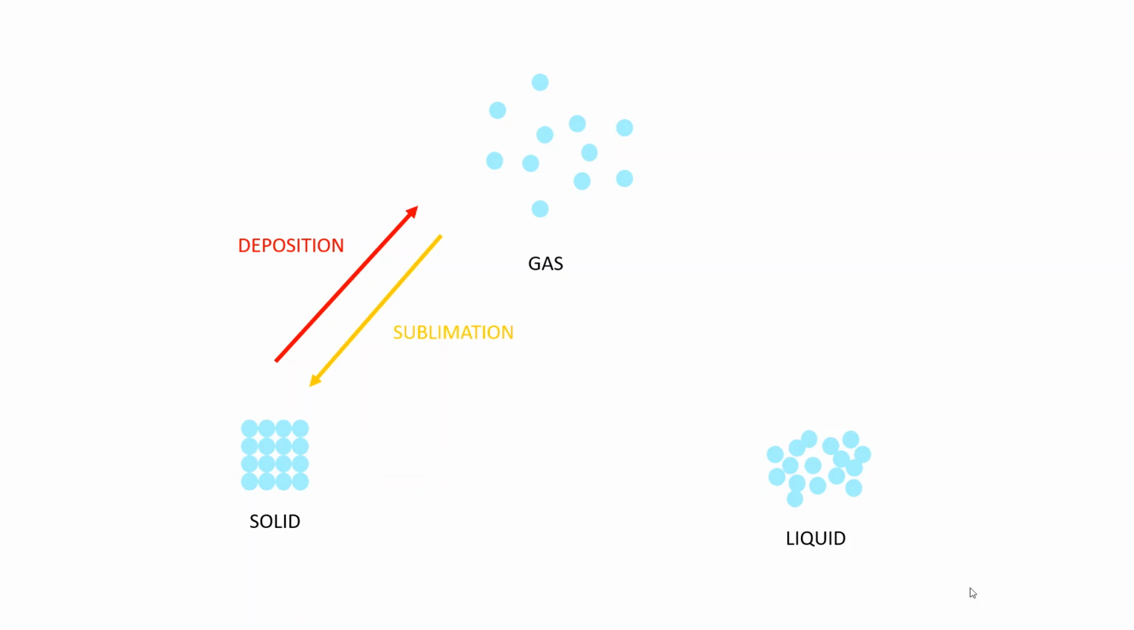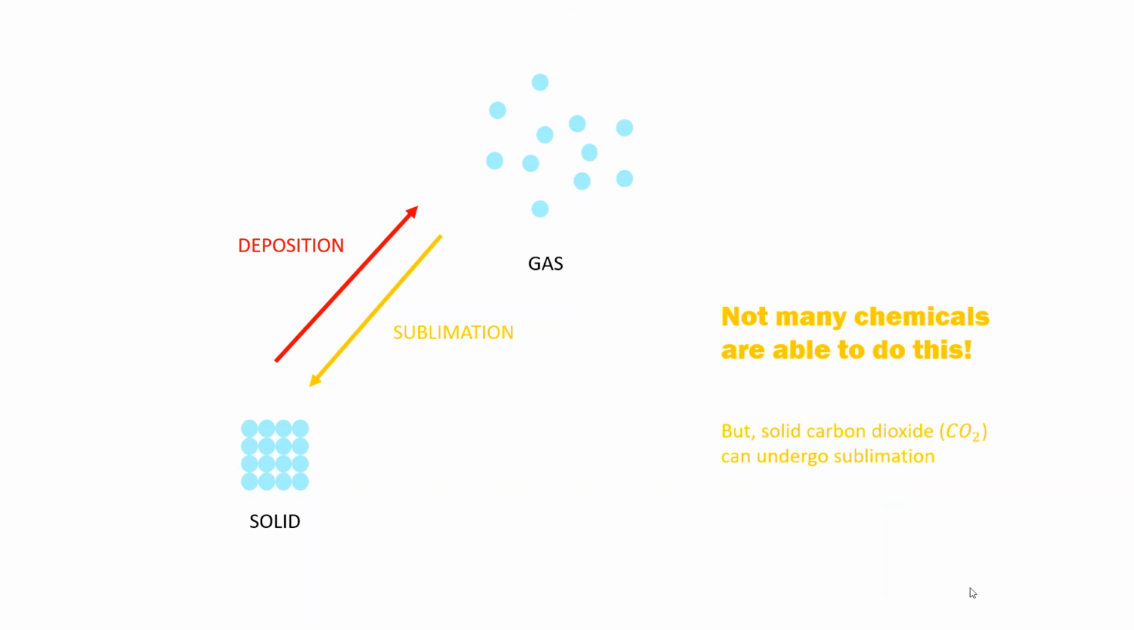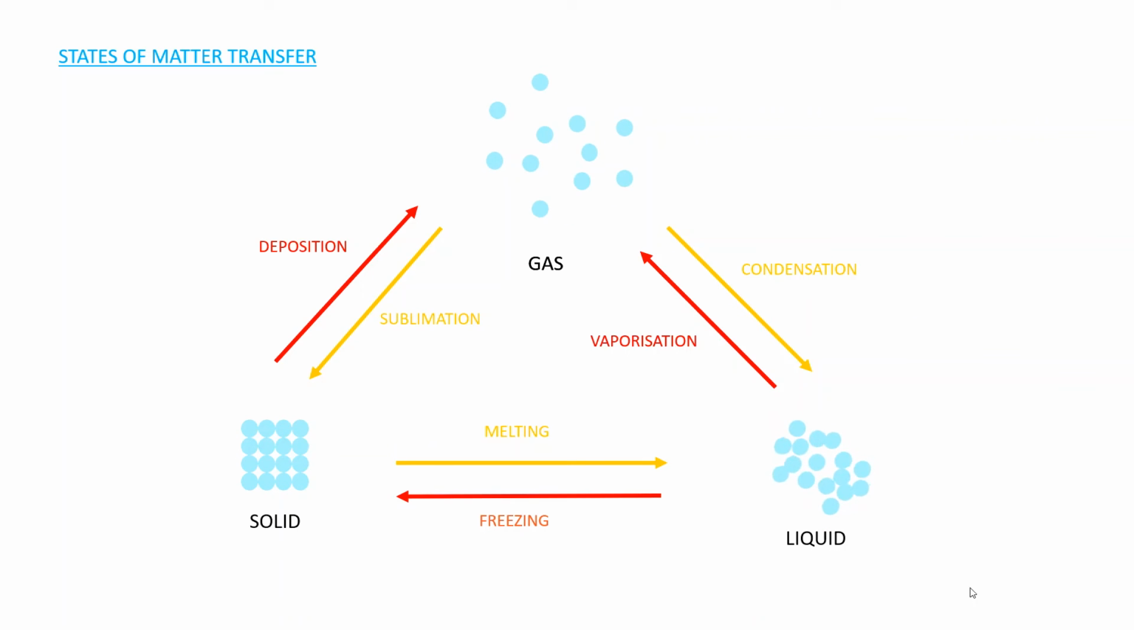Now let's take a look at deposition and sublimation. And not many chemicals are able to do this. However, solid carbon dioxide can undergo sublimation. So there you go, going between solid, liquid and gas.